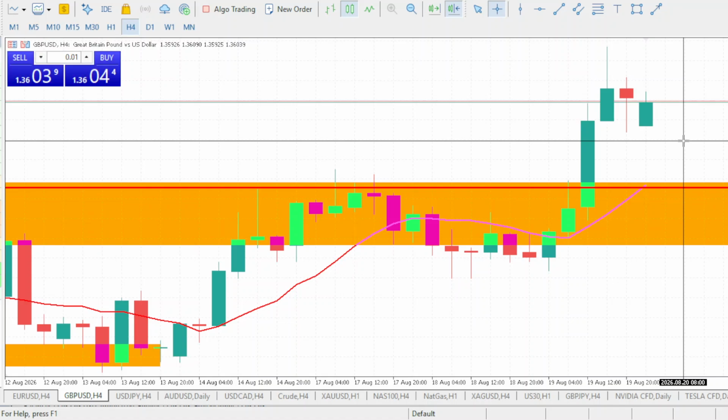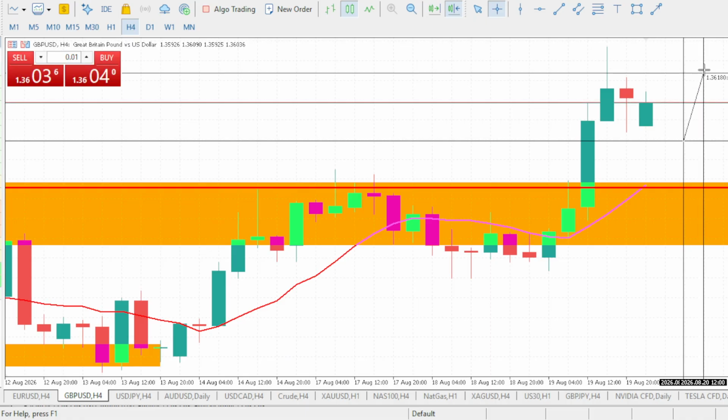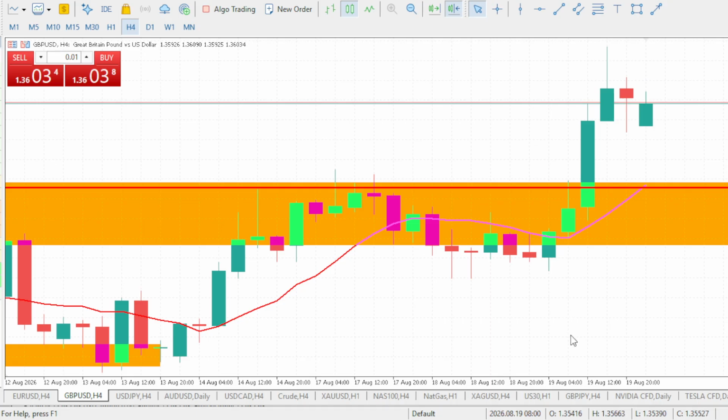Once it pulls back to that level, then we might start looking for a buy that will eventually push up to give us a new high. If there are changes to this movement, I'll make sure I do the updates and let you guys know.